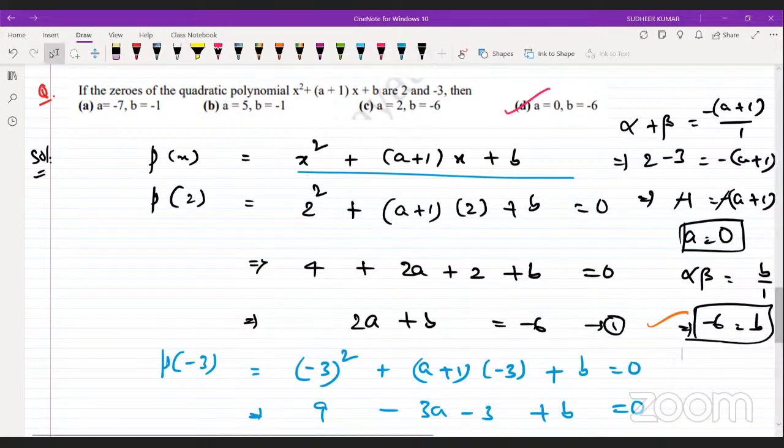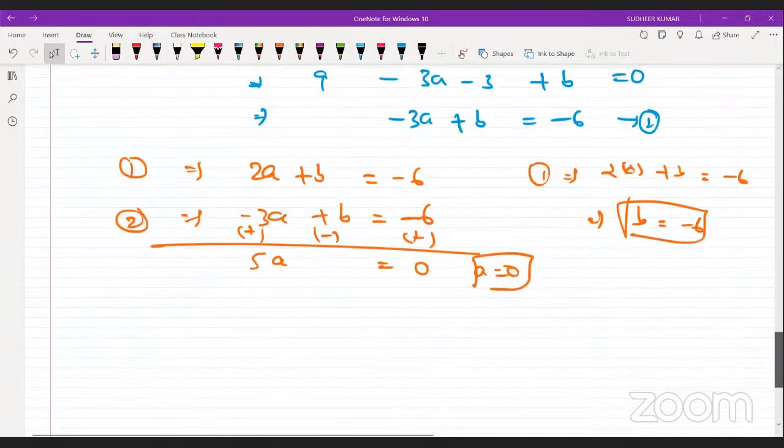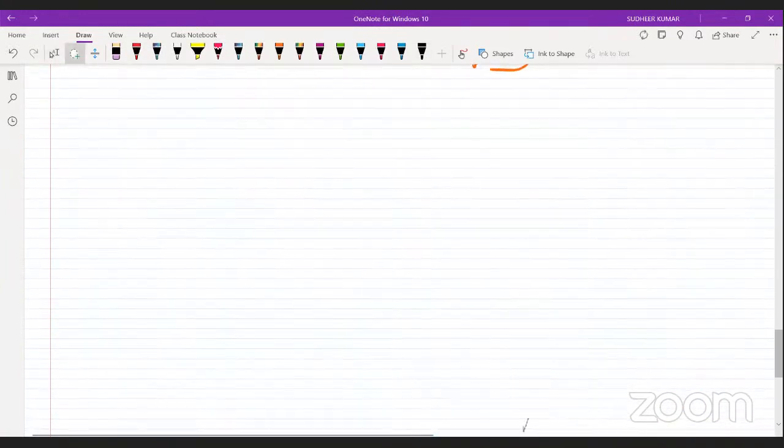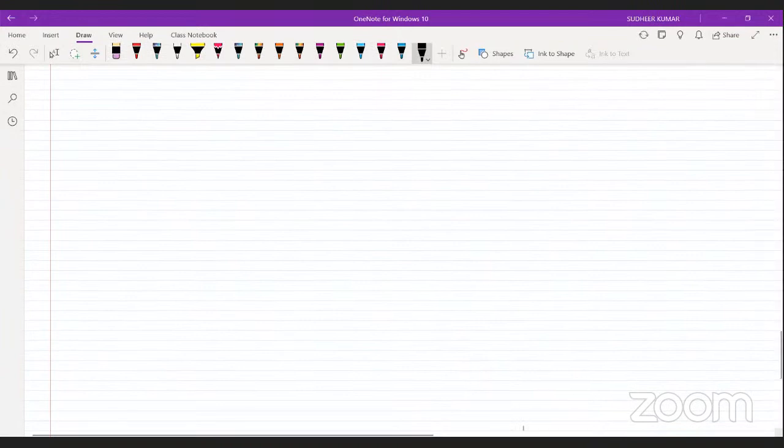Right. And the next one is option verification, which also can be done. You check it out. Next.